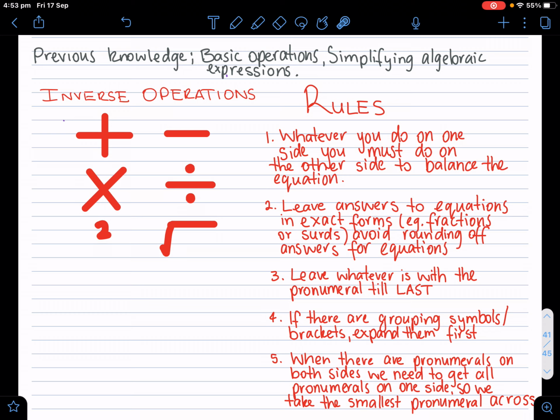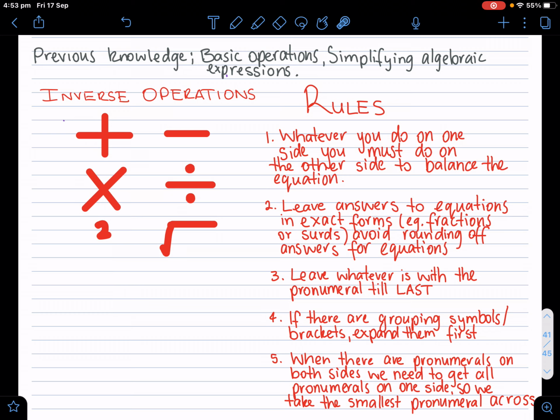As I always like to say, I like to think of it as a game where x or y or whatever pronumeral you're using needs to be by itself on either the left-hand side or the right-hand side of the equals, and we slowly get rid of everything else that's with it. There are a few rules that we need to know in order to do equations, so let's quickly go through them once more. Rule number one, whatever you do on one side, you must do on the other side to balance the equation. So whatever inverse operation you do on one side, you have to do it on the other side to balance it out.